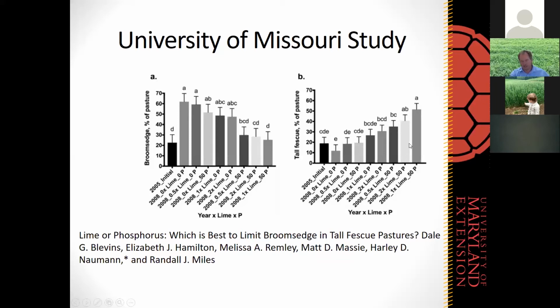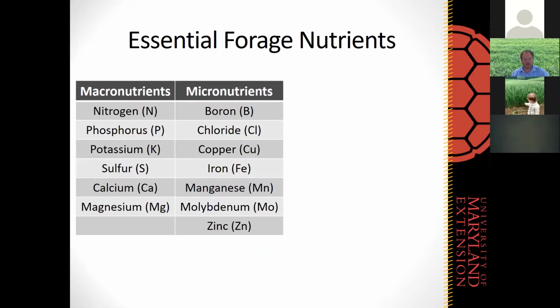And same thing if we look at the amount of tall fescue. Obviously, the more lime or more phosphorus that you add, you get an increase in the amount of actual tall fescue in that pasture. So pH is kind of where we start when we talk about fertility with either hay or pasture fields, making sure that we get that fertility where we want it for the species that we're actually growing.